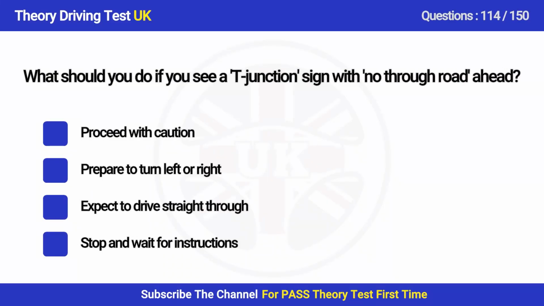Question 114. What should you do if you see a sign with no through road ahead? A. Proceed with caution. B. Prepare to turn left or right. C. Expect to drive straight through. D. Stop and wait for instructions.